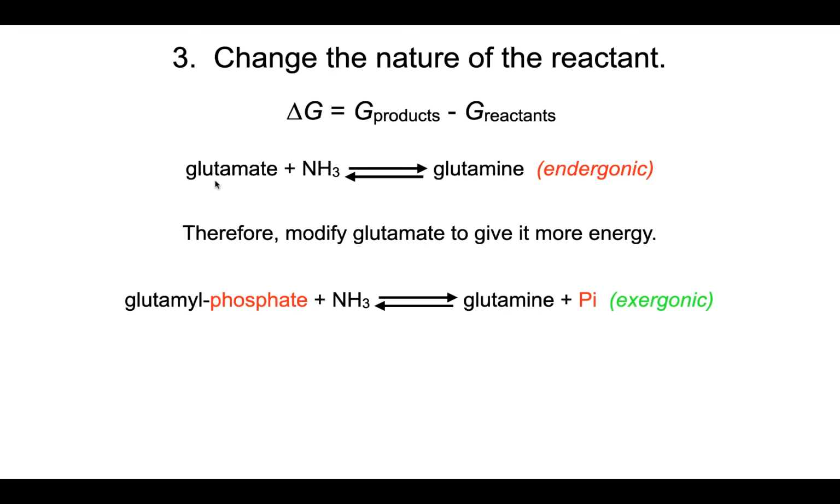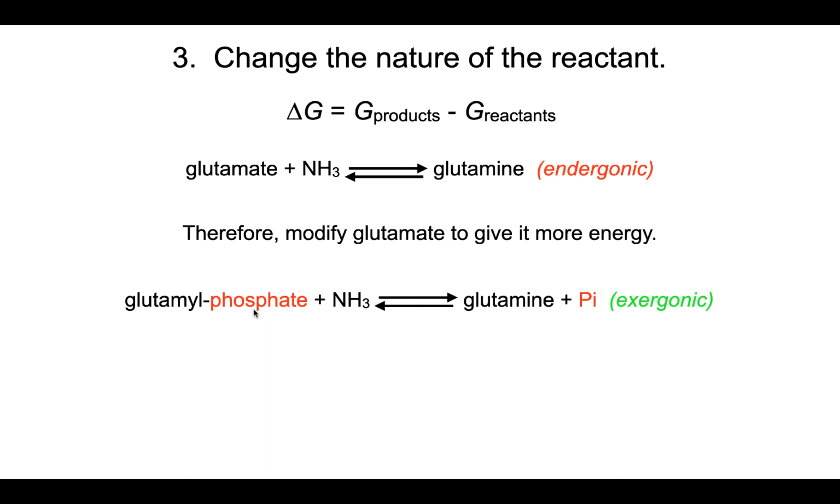If we want to take glutamate and add an amino group to it to make glutamine, if we look at doing it this way, it's endergonic. Glutamine has too much energy, such that the reaction goes in the reverse direction. So our third way of changing that is by chemically altering the reactant such that it has more energy than it did before. And one really good way of modifying reactants is by phosphorylating them.